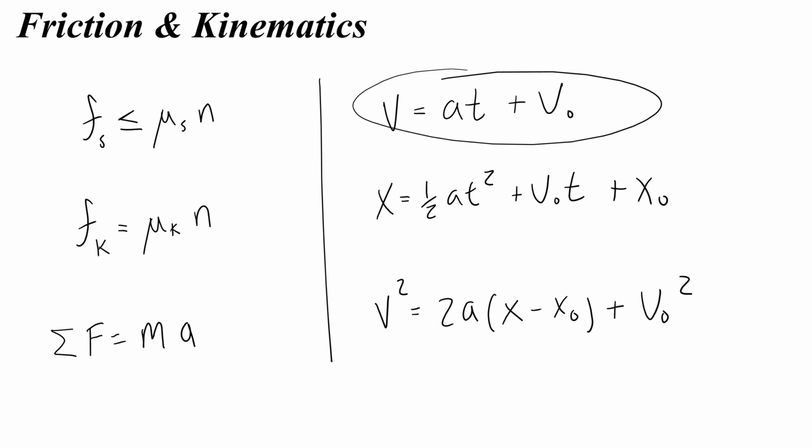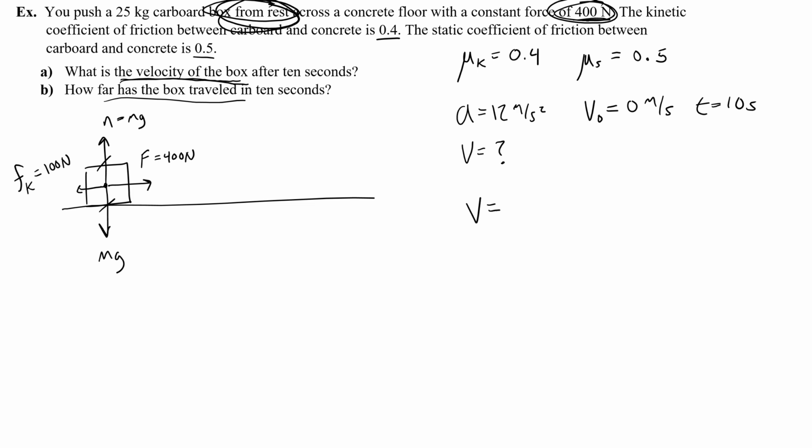So I go back to my problem and I write it down. V equals at plus v naught. I don't have to rearrange anything because it's already going to tell me the final velocity. So 12 meters per second squared times 10 seconds plus the initial velocity of 0, which I could have gotten rid of in the beginning if I wanted to.